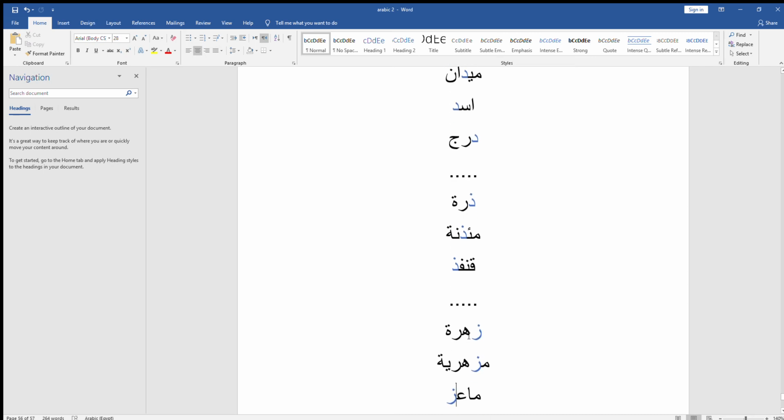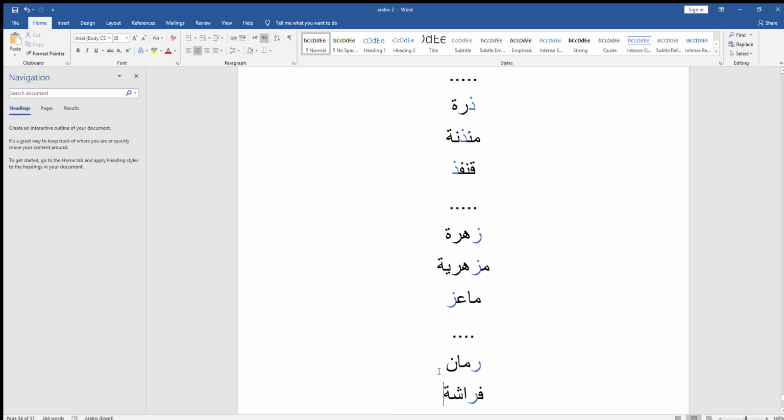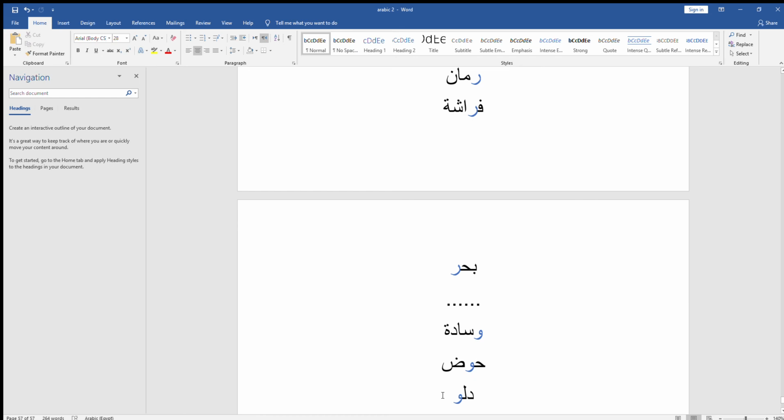زهرة. زاي is not attached to ها because ها came after زاي, and زاي here is attached to ميم because ميم came before زاي. Same here, عين came before زاي. را is not attached to ميم because ميم came after را, and را here is attached to فاء because فاء came before را. Same here, ها is attached to را because ها came before را.